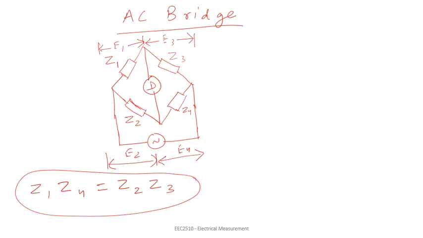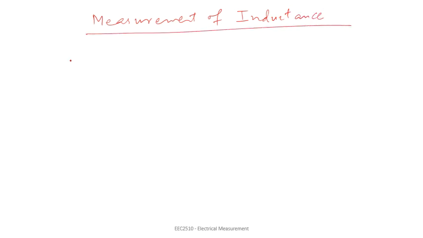Now having discussed this much, let us move on to the first type of bridge which is used for the measurement of inductance, and that is called the Maxwell's bridge, or Maxwell's inductance bridge, whatever you may want to call it. Now first of all, let us just draw its circuit.